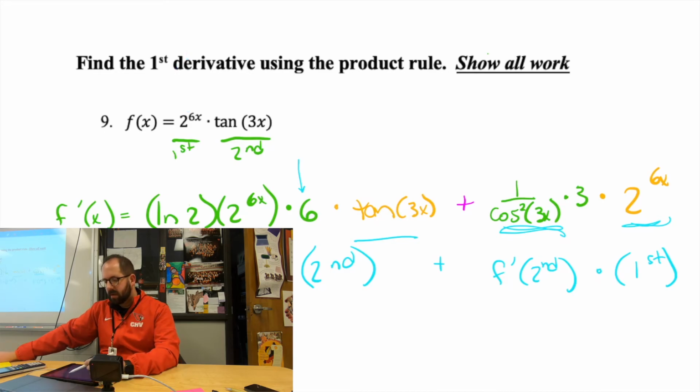Sine is cosine and cosine is negative sine. E is E and A is ln A, which is this. Natural log times the base times the original, times the derivative of the power. Yes, if it's an exponential. If it's not, you just do the normal power rule or whatever. I just picked two things so we could review them.